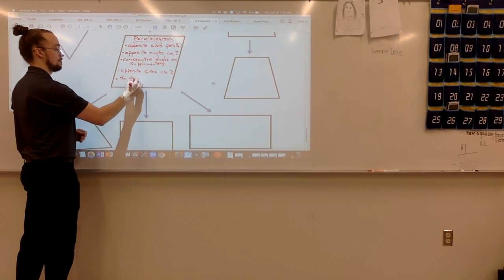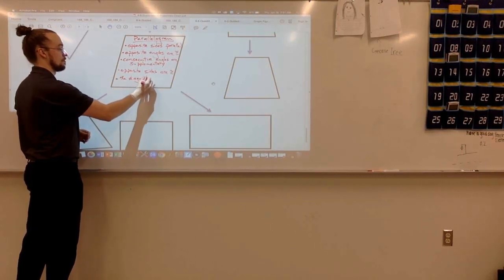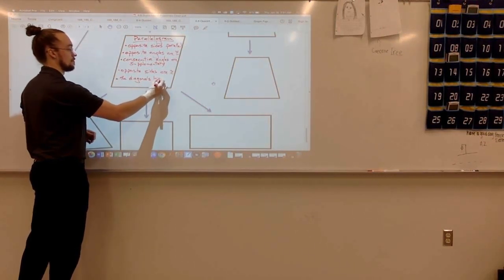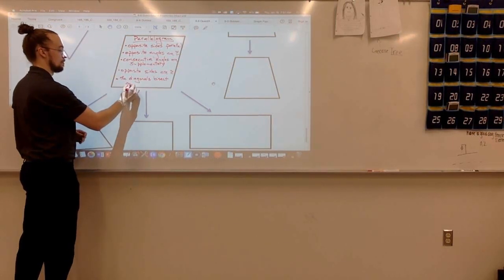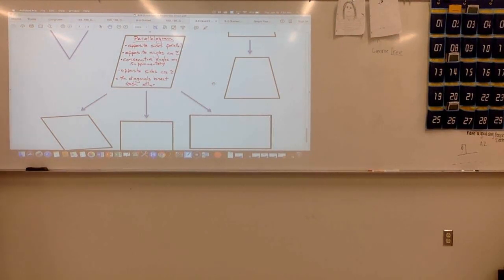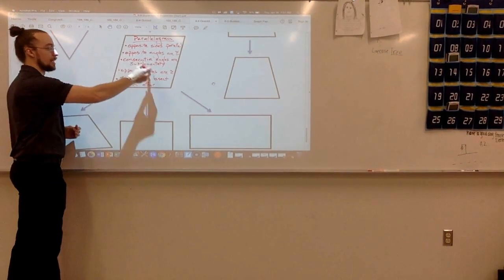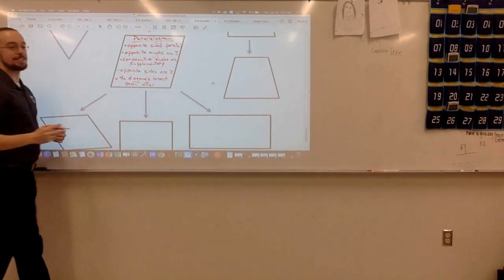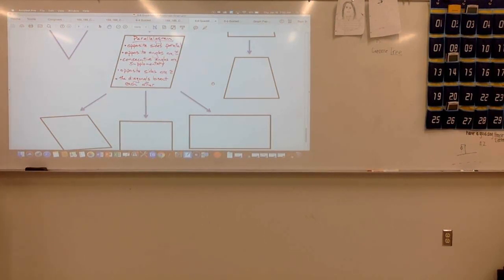Can that be a question on the quiz? Something about bisect? And the answer is the diagonals bisect. Remember, that means that if I connect the non-consecutive vertices, those are the diagonals, and they would cut each other in half.